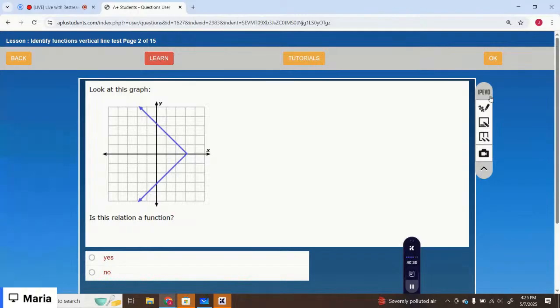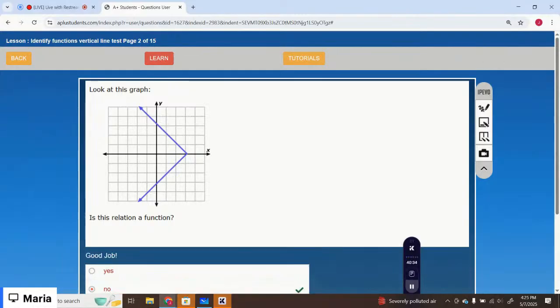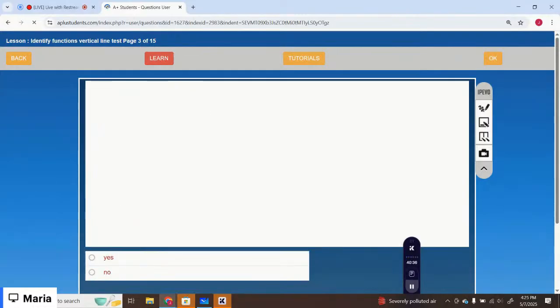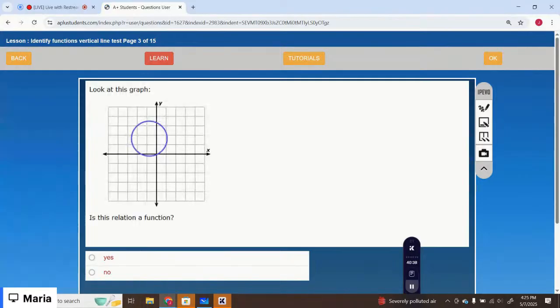Is this relation a function? No, that is not a function. Look at this graph. No, the relation is not a function.